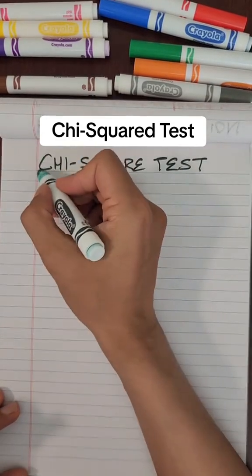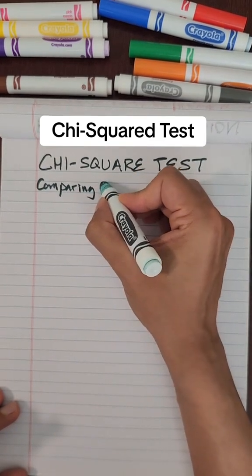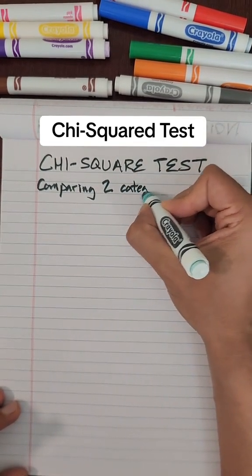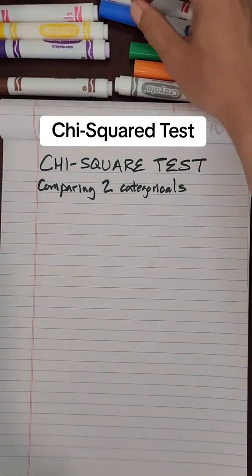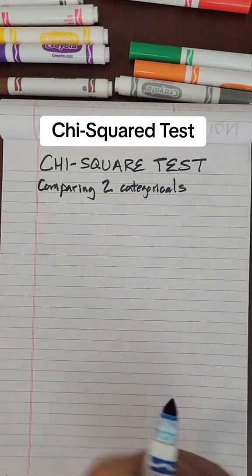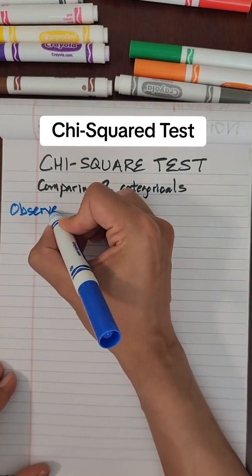So let's learn about chi-square tests, which is used for comparing two categorical variables. The idea of a chi-square test is you want to compare the observed versus the expected. So observed is your real data.